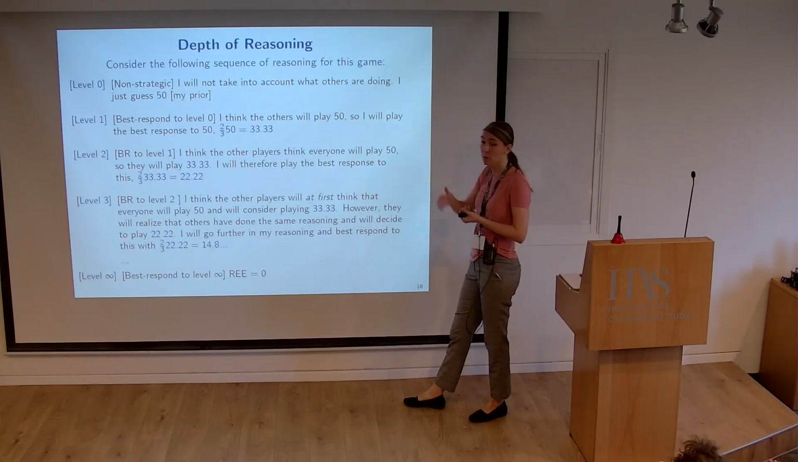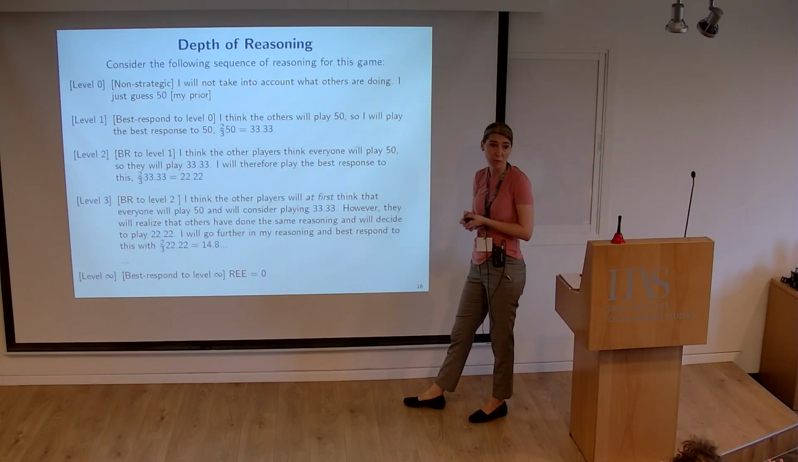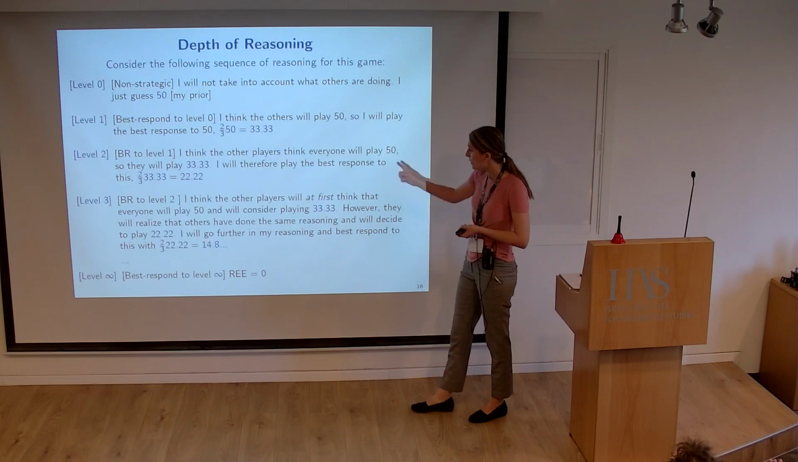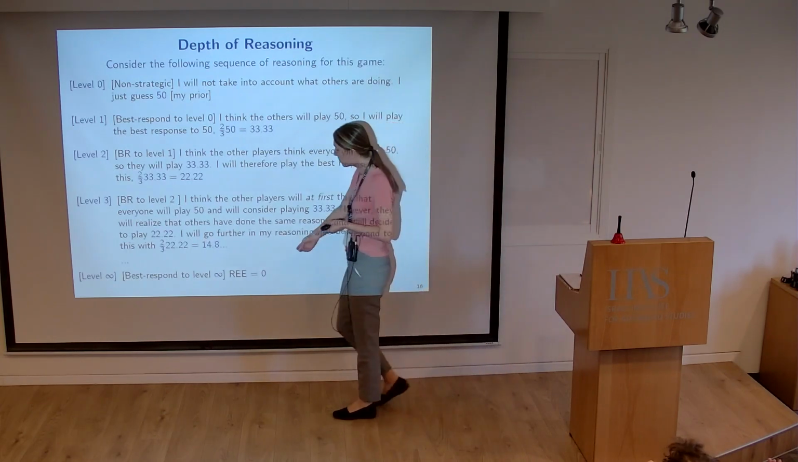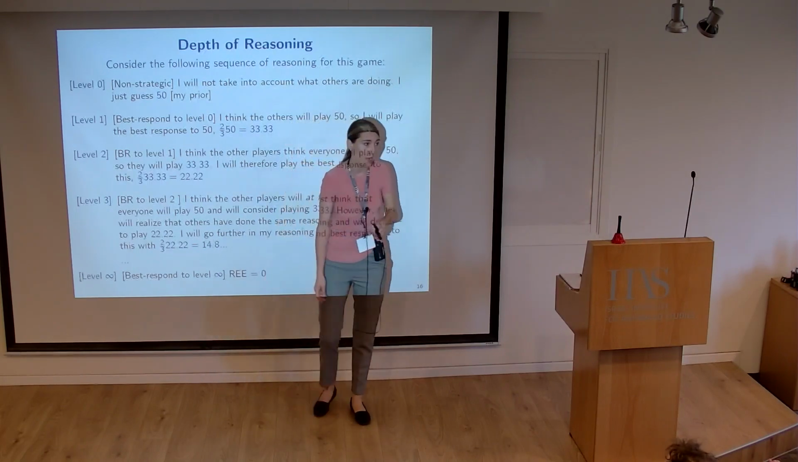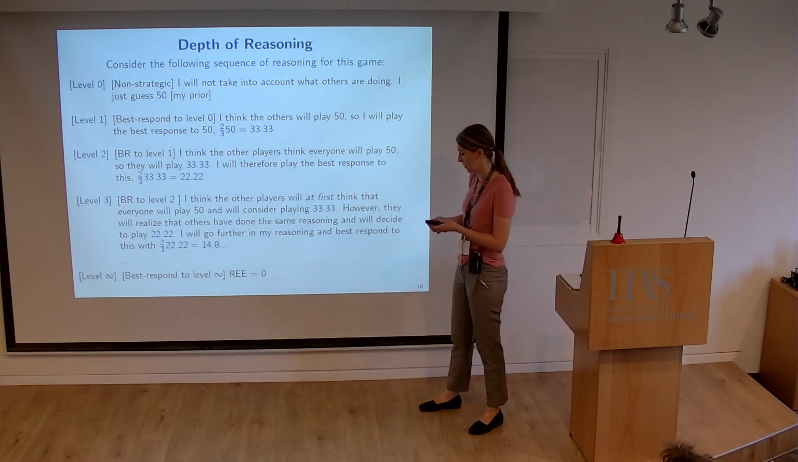So then they will play 33. I will best respond to that, and so on, right? And so people keep iterating. And if you keep iterating, the best response, the rational expectations response, is 0, right? Now, of course, in practice, in experiments, people rarely get to 0.